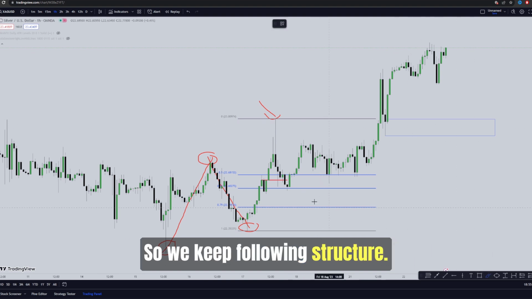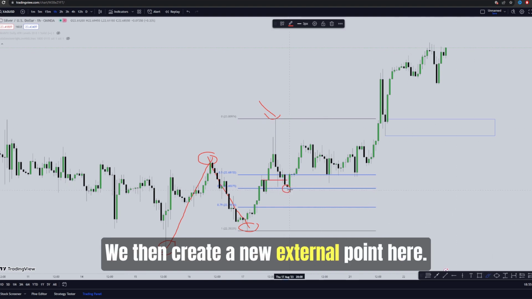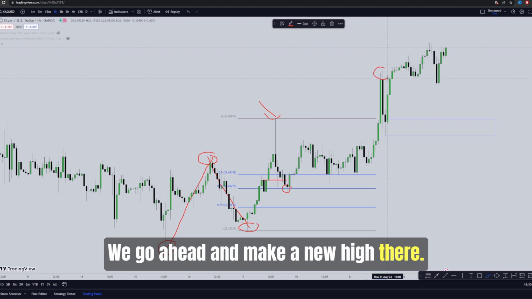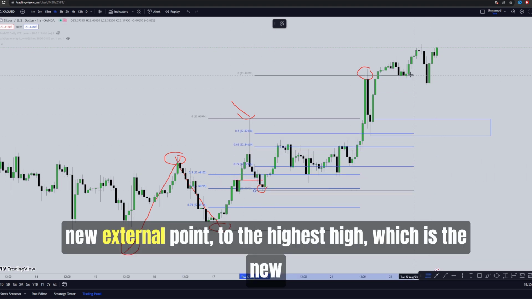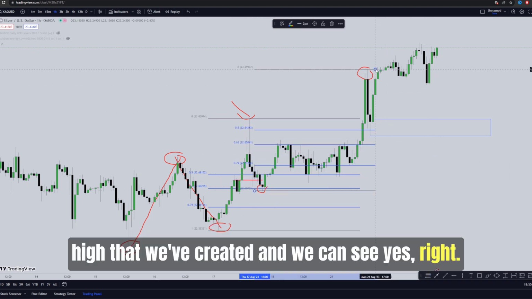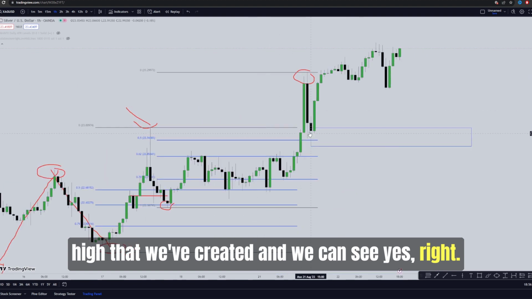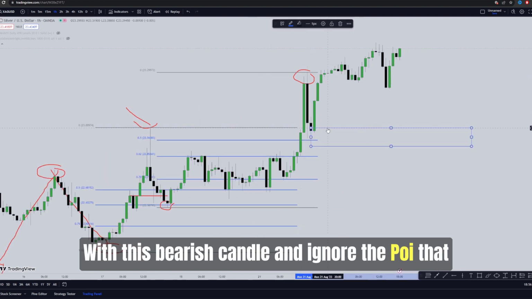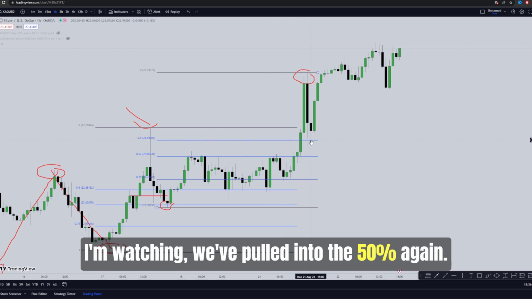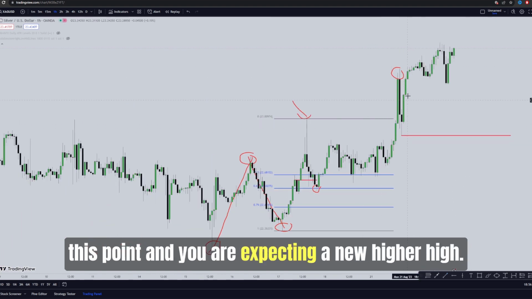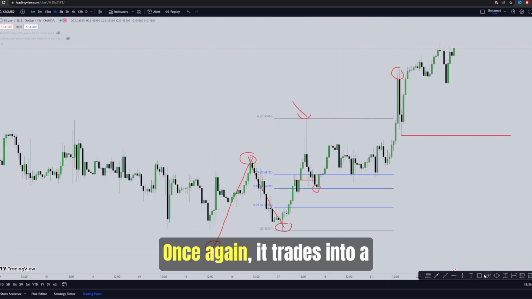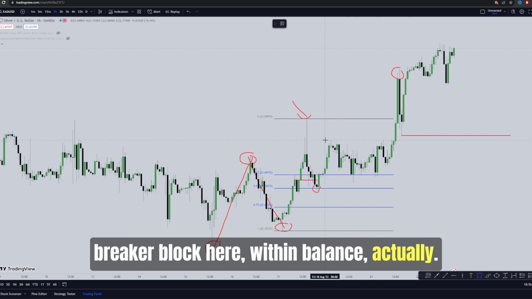So we keep following structure. We then create a new external point here. We go ahead and make a new high there. Now, do we pull back again from here, which is the new external point, to the highest high, which is the new high that we've created? And we can see, yes, with this bearish candle, and ignore the POI that I'm watching, we've pulled into the 50% again. So this becomes, once again, your new external point at this point, and you are expecting a new higher high. Once again, it trades into a breaker block here within balance.